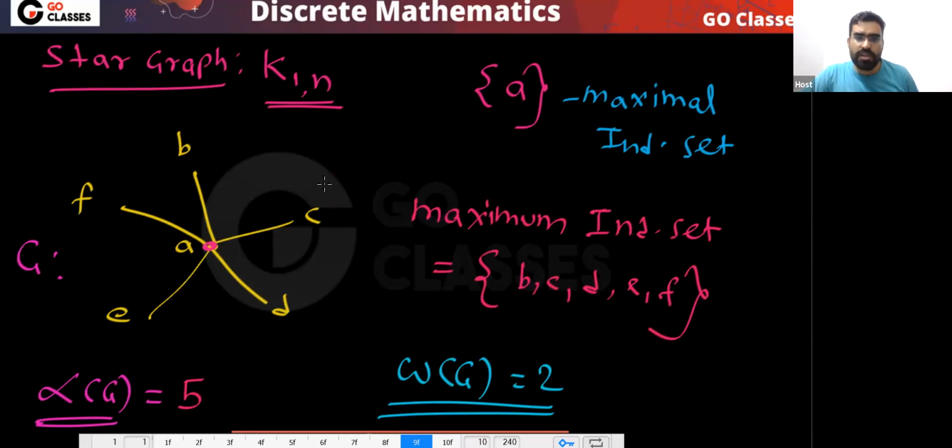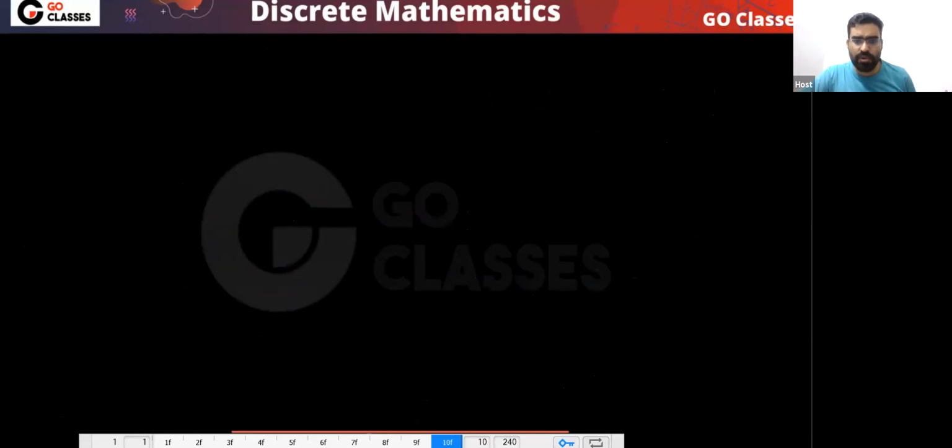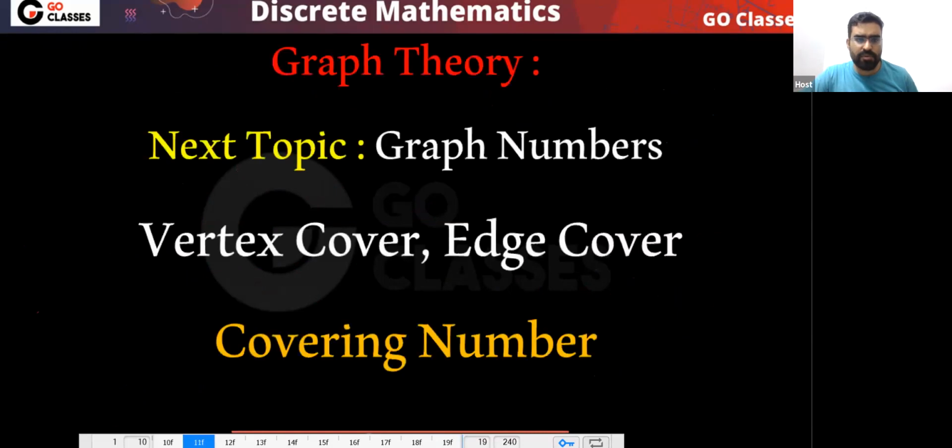In this, what is the largest complete subgraph? You can notice K2 is the largest complete subgraph. So finally I can say omega of G will be 2. Largest complete subgraph will be K2. Okay, now the next concept is vertex cover, edge cover.